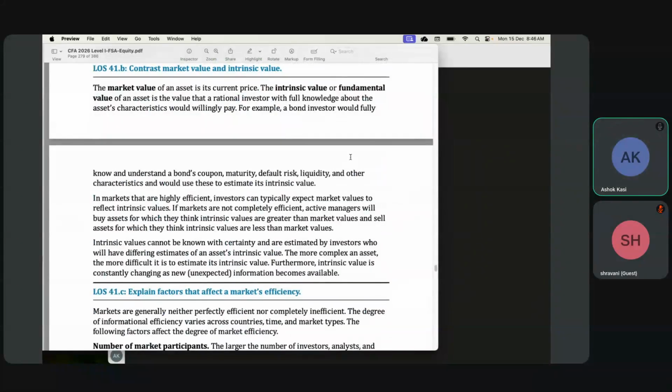Then the market value of an asset is its current price. The intrinsic value or fundamental value of an asset is the value that a rational investor with full knowledge about the asset's characteristics would willingly pay. For example, the intrinsic value is 50 rupees, but in the market it is valued at 55 rupees. So there can always be differences. It might be overvalued because a bull run is going on, or undervalued because a bear run is going on. All those are possible.